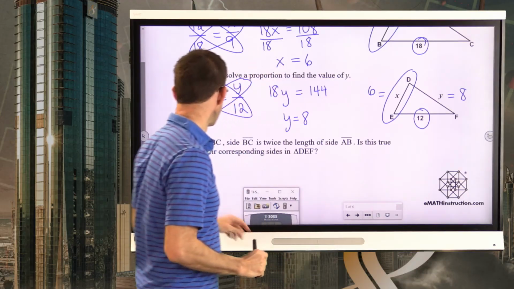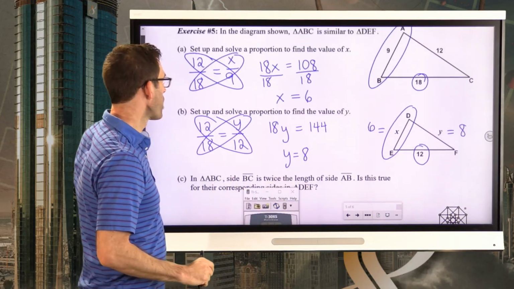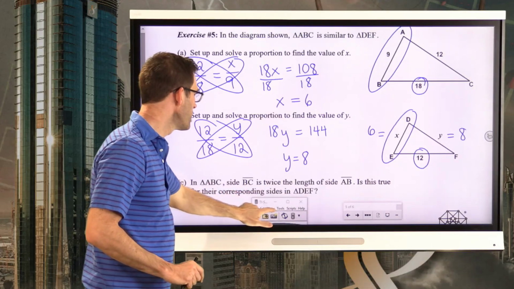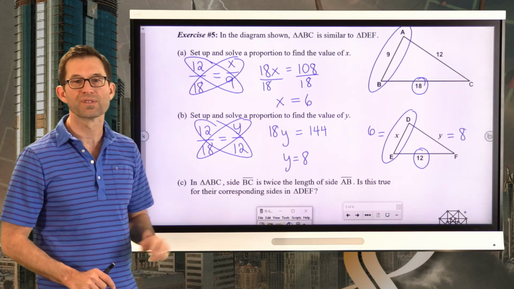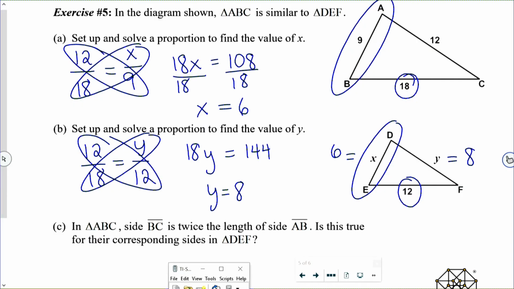All right. Now, let's look at one more pretty important thing, and we're going to really get into this in the next lesson, but I like to start looking at it in this lesson. Letter C. In triangle ABC, side BC is twice the length of side AB. Certainly the case. Is this true for their corresponding sides in triangle DEF?